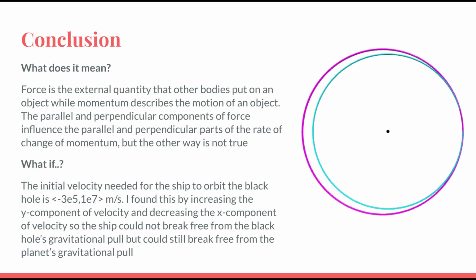I found this by increasing the y component of velocity and decreasing the x component of velocity, so the ship could not break free from the black hole's gravitational pull but could still break free from the planet's gravitational pull. And that concludes my presentation. Thank you.